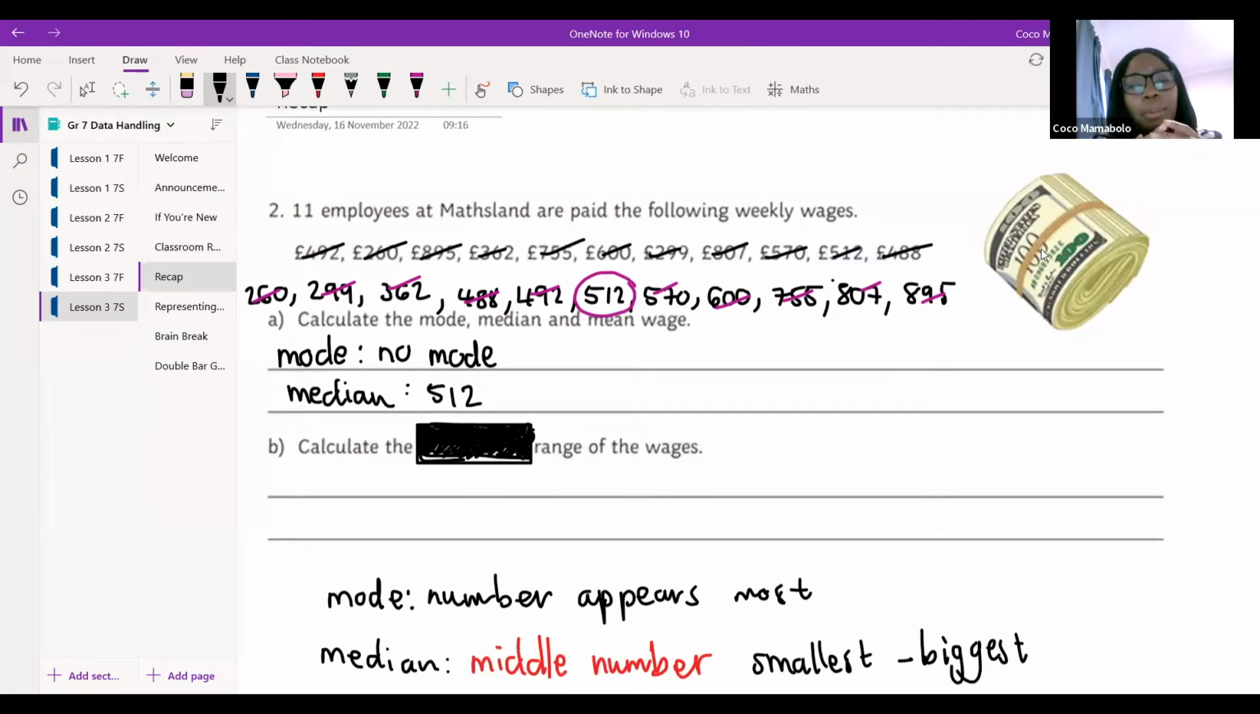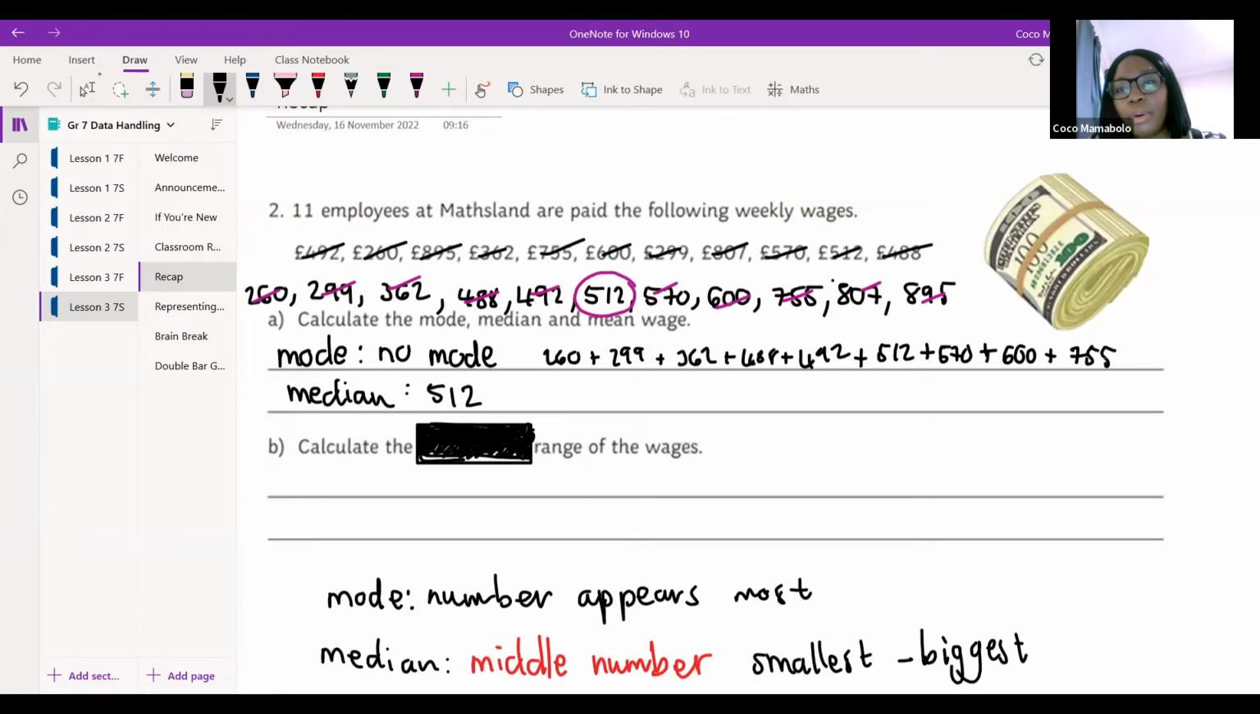Excellent. Now, if I have to calculate my mean, remember, guys, all we need to do is add up all the numbers and then divide by how many employees Mathsland has. So I'm going to go 260 plus 299 plus 362 plus 488 plus 492. At this point you guys have got your calculators out. If I add them all up, plus 807, plus 895, how much do I get? Pop your answer in the chat.